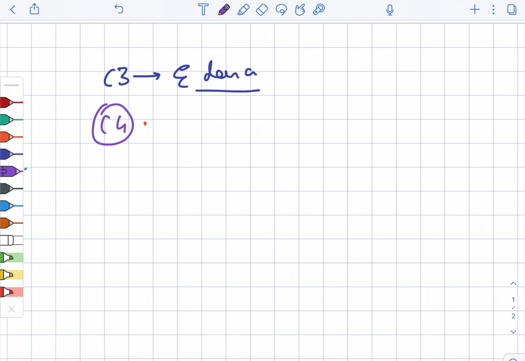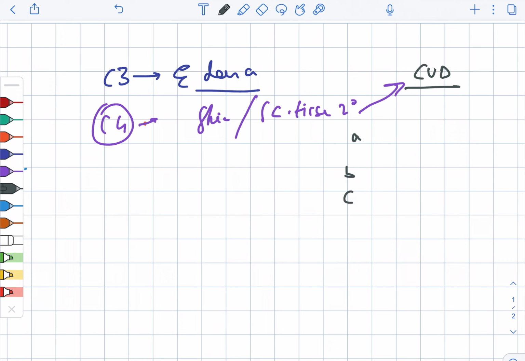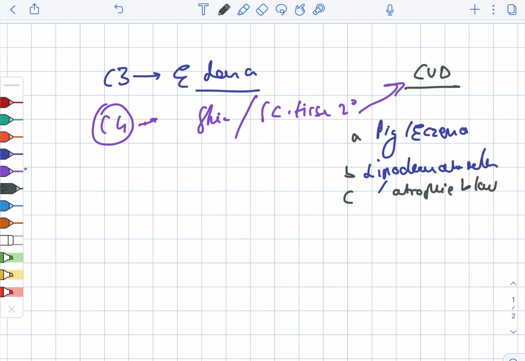And looking at C4. C4 refers to the changes in the skin and the subcutaneous tissue, secondary to the chronic venous disease, and this can include A, B and C. A stands for the pigmentation as well as the eczema. B stands for the lipodermatosclerosis as well as the atrophie blanche. And C refers to the corona phlebectatica.